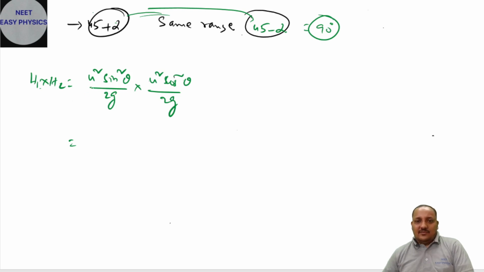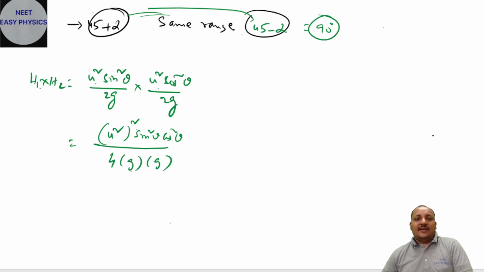Okay. Now, how are we going to write this? U square into U square, U power 4. So, U square whole square, sin square theta, cos square theta by 4 G square. G square I am writing like this.